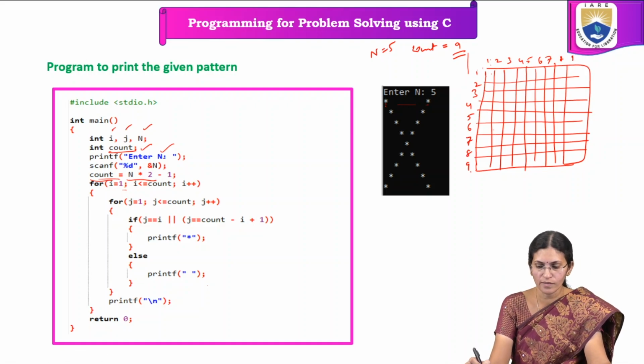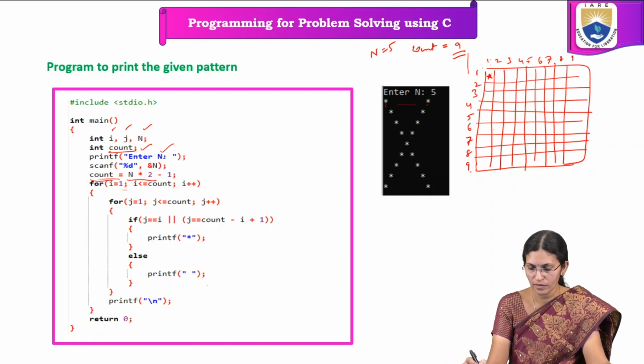For this you can see here, this is the pattern which we are going to print here. Here we have 1 star. After that, leaving some spaces, we are going to print another star here. So this is the pattern which we need to print here.